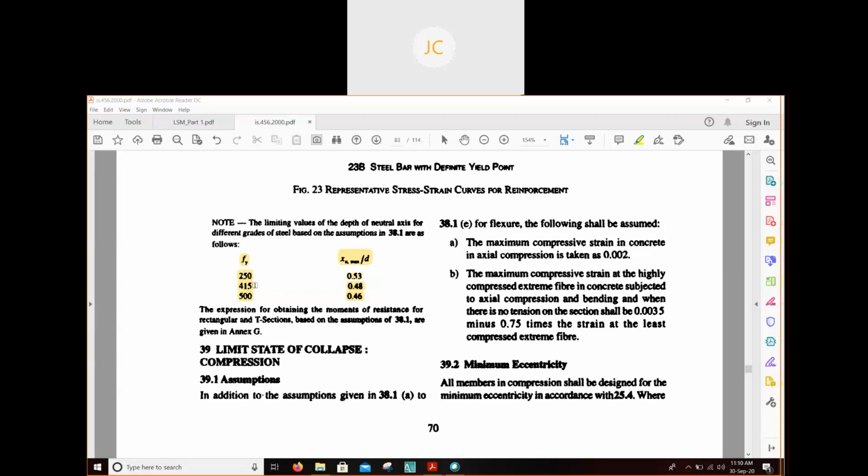So if in your question Fe415 is given, and if your effective depth is given, we can directly find out the value of XU max, that means maximum depth of neutral axis. So XU max will be, for Fe415, 0.48D, for Fe250 it will be 0.53D, and for Fe500 it will be 0.46D. But for using this table we have to remember this clause.